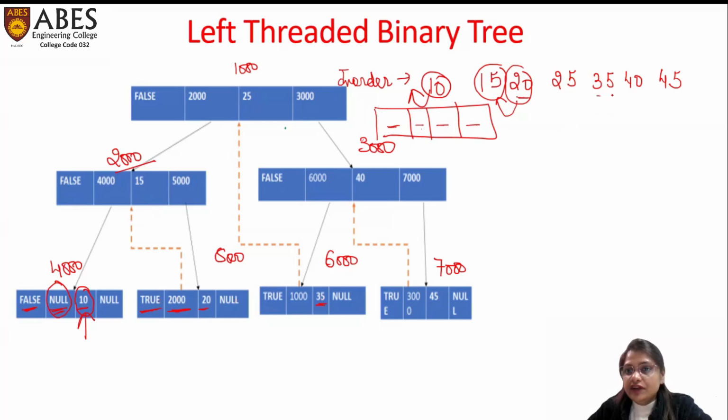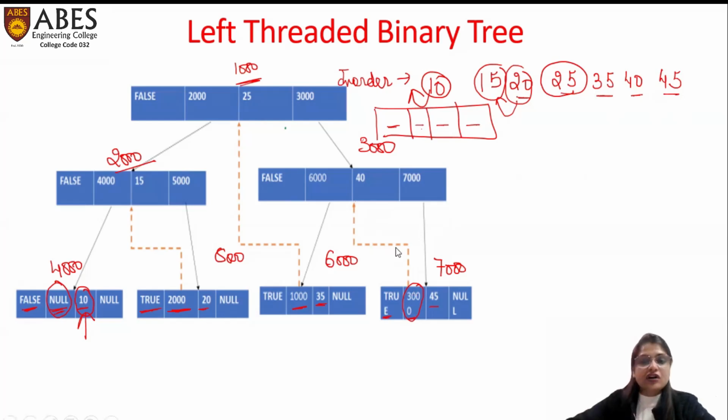Let's talk about another node, which is 35. Let's find out the in-order predecessor of this, which is 25. 25 is present at location 1000. Then we can replace this null pointer by 1000 and it will point to 25. Another node is 45, and for 45 the predecessor is 40, and this null value will be replaced by the address of 40, which is 3000. The value replaced here will be 3000, and this Boolean value will become true because we have utilized the concept of left threading here.